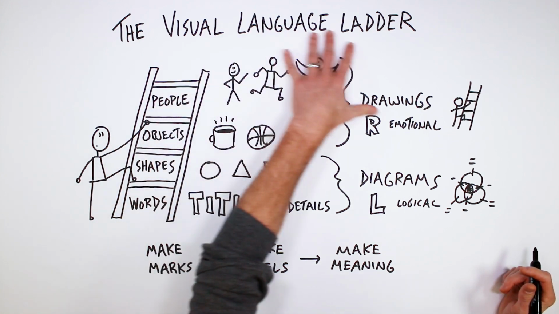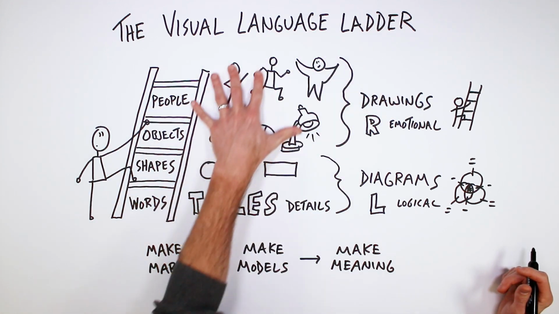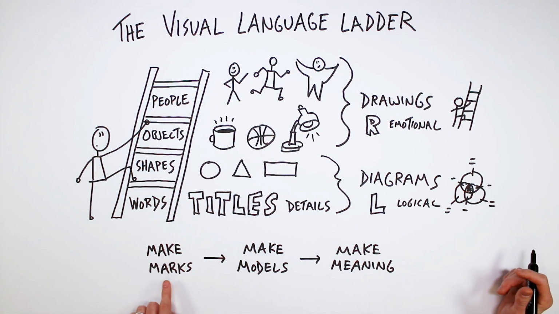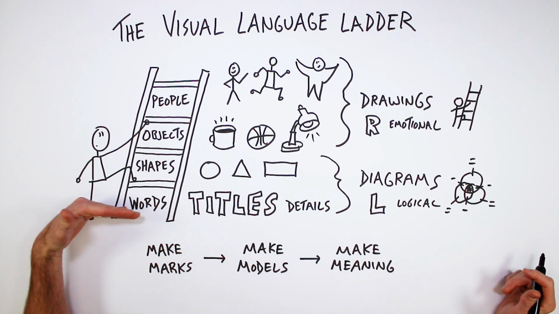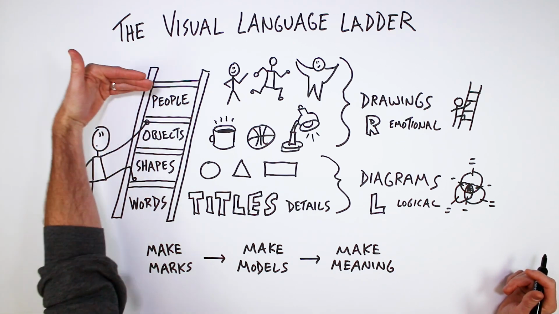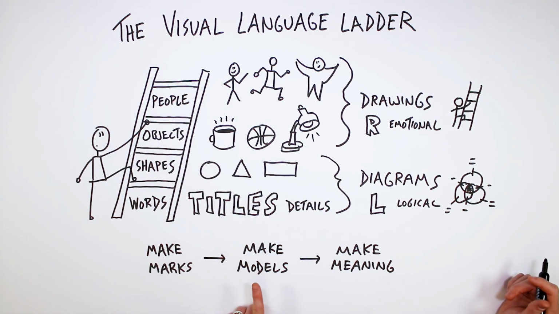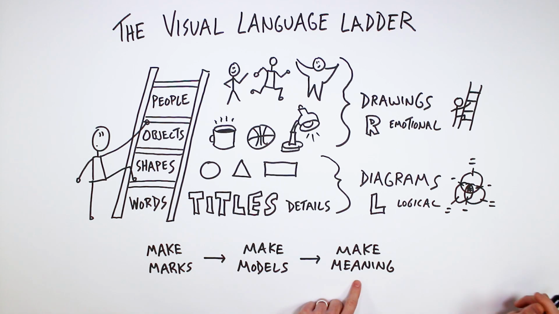So my goal in presenting this visual language ladder is to help you wrap your head around the mark making process and give some structure to how you can build your mark making skills, but always in service of making models that make meaning.